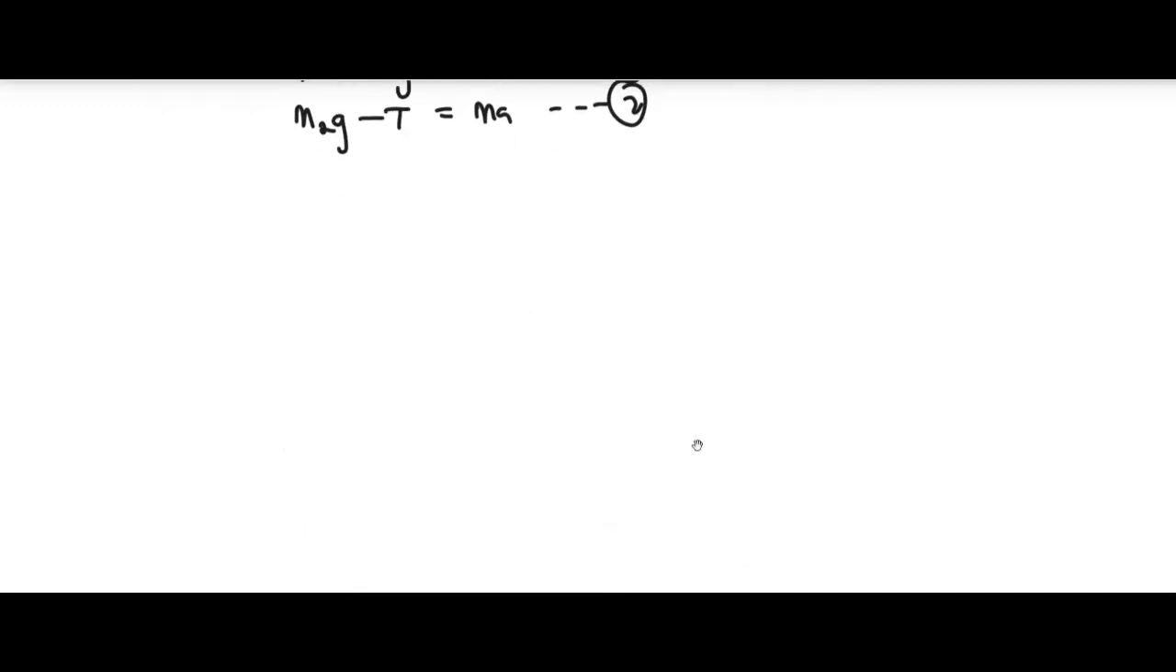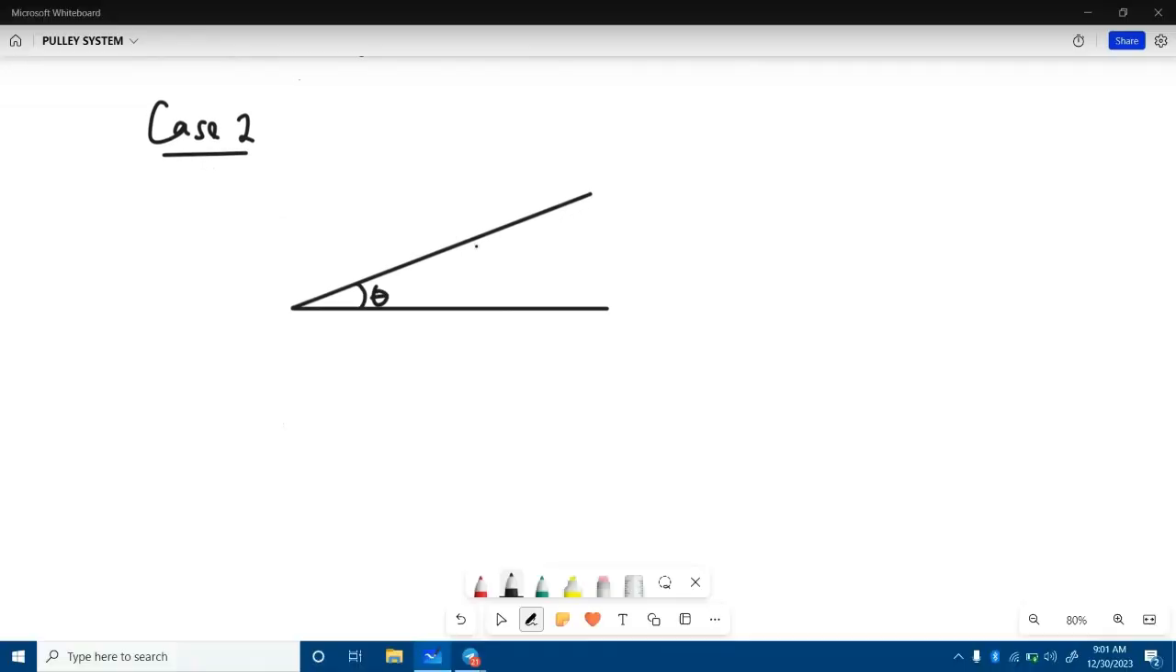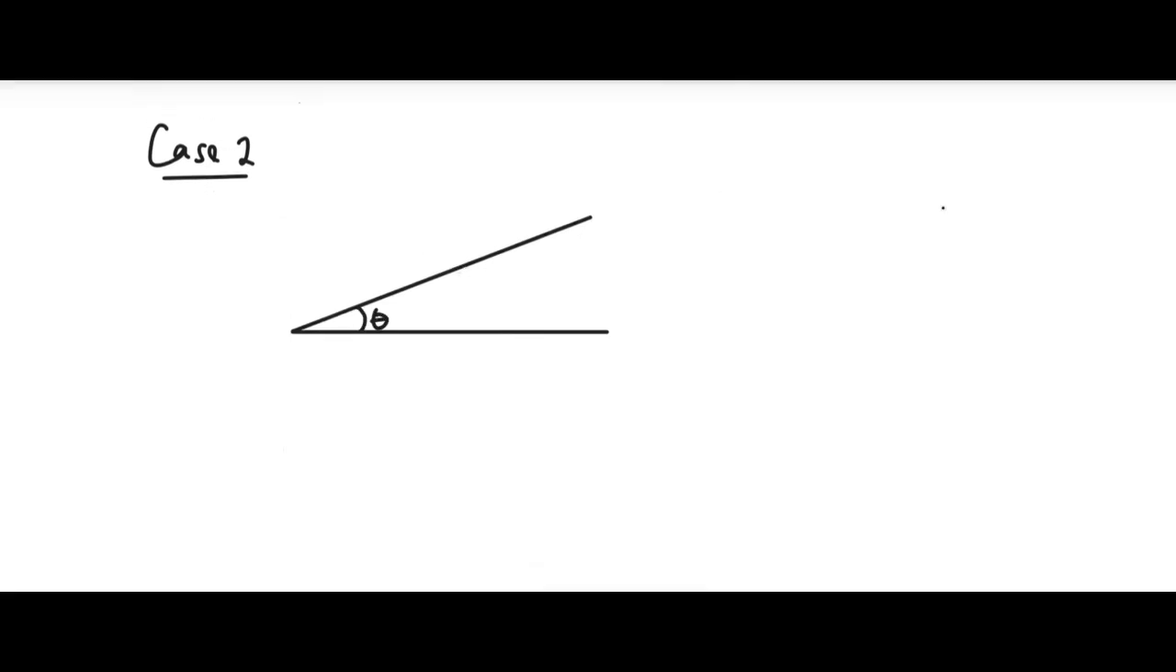So for the next case, Case 2. So I want to pick an inclined plane having a rough surface now. The coefficient of friction is given, right? And the surface is a rough surface. Hence, it has friction, right? We have a rough surface here.